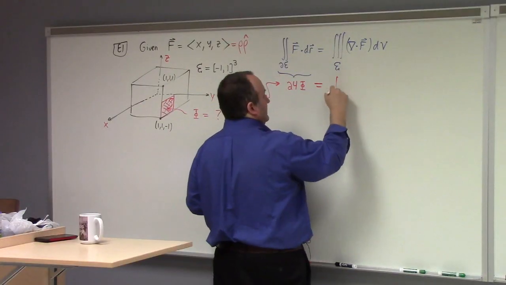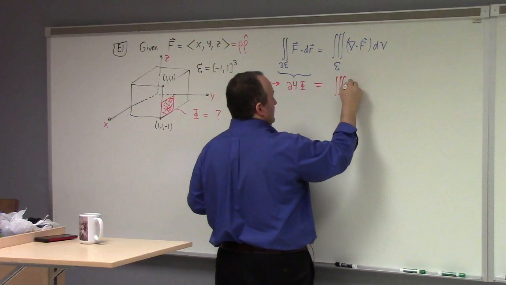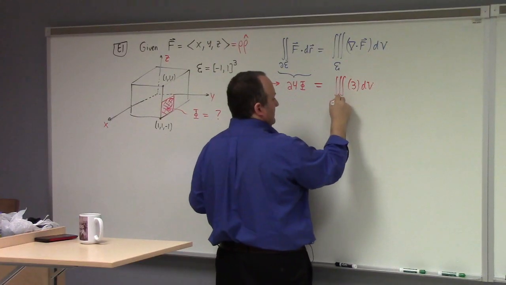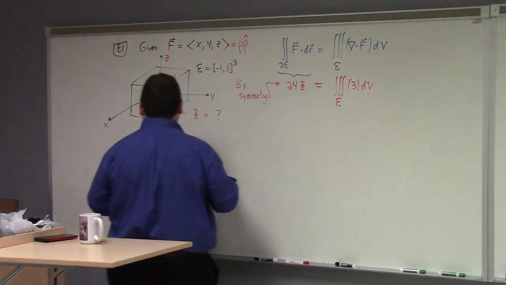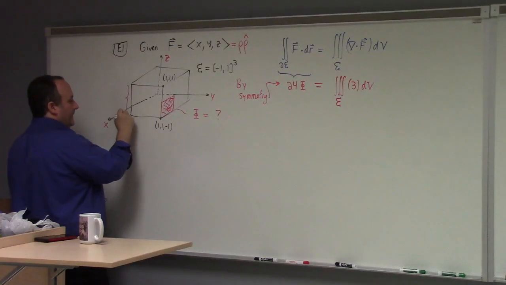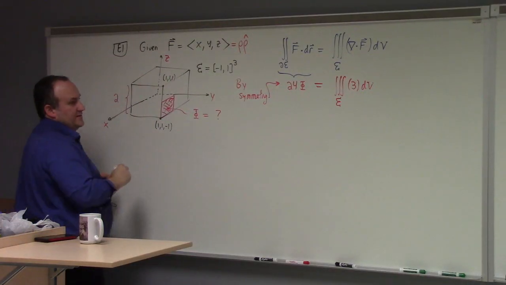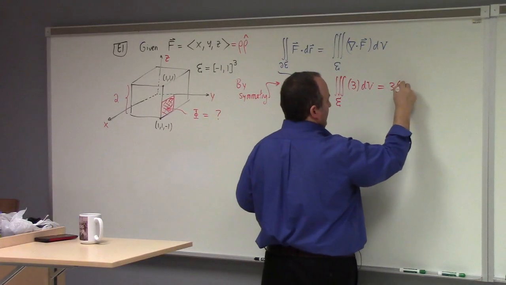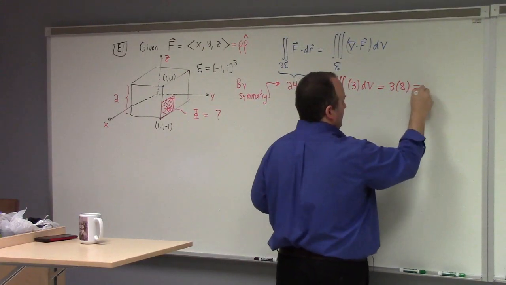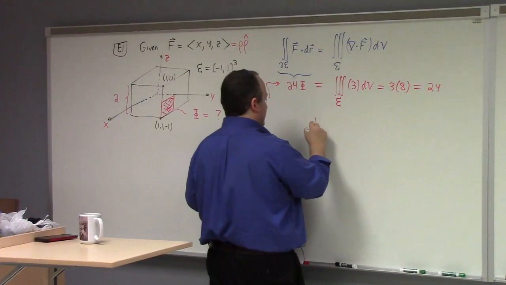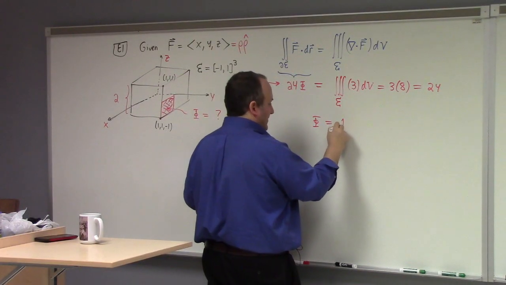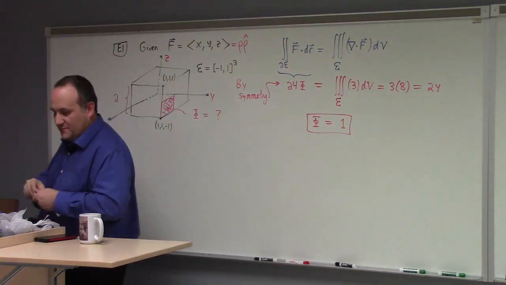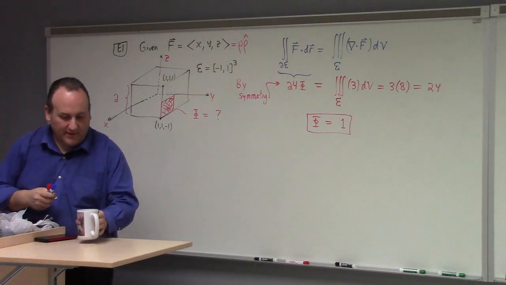On the flip side, the divergence of this is, well, 3, right? And what's the side length of this cube? 2. So the answer is 3 times 8, I guess, because 2 cubed is 8, which is 24. Oh, weird. So the flux is actually 1. As I've set this up, the flux is one unit of flux. All right.